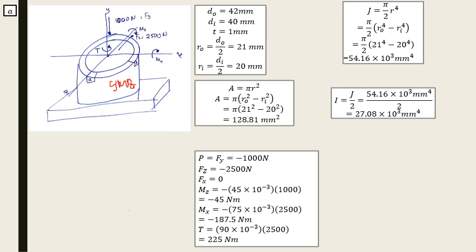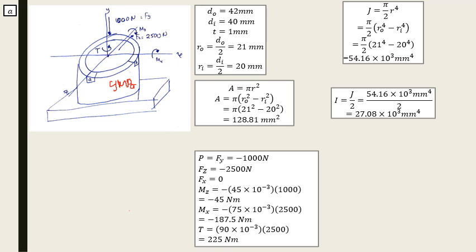Now we go to the dimensions that are given. The outer diameter is 42, the inner diameter is 40, then the thickness is 1, and the outer radius is the outer diameter over 2, which becomes 21 millimeter. The inner radius is the inner diameter divided by 2, which is 20 millimeter.